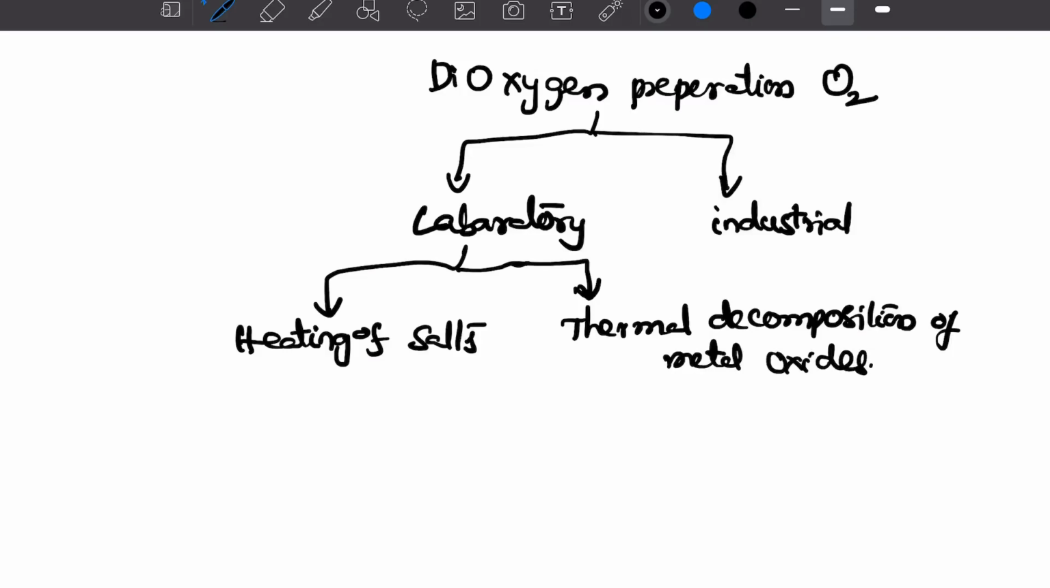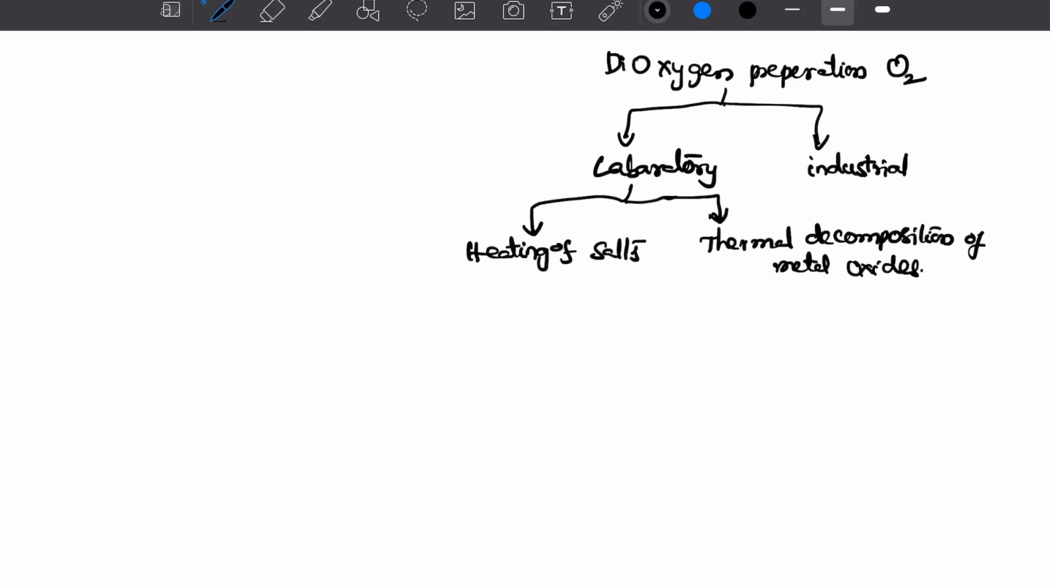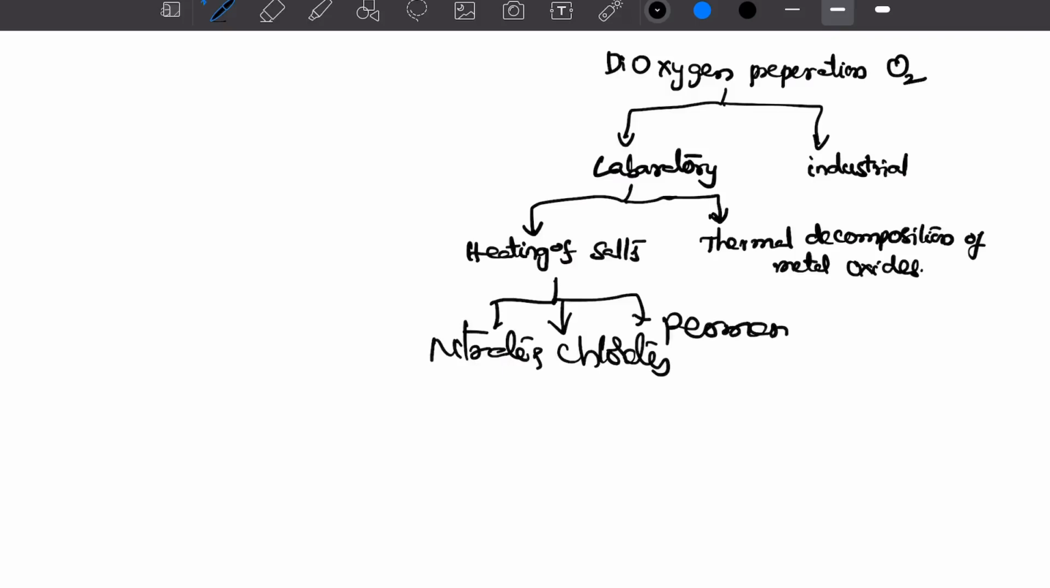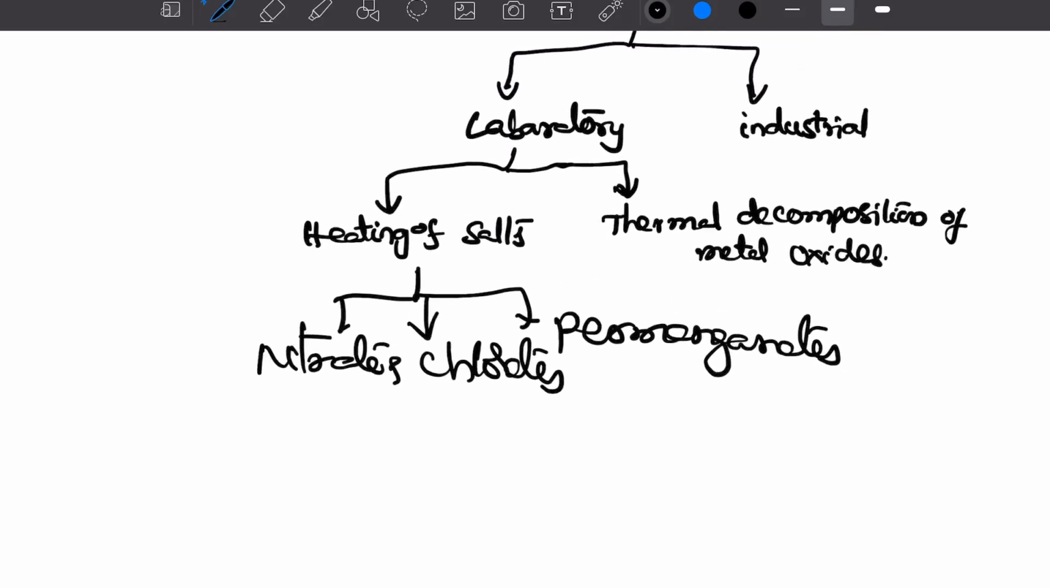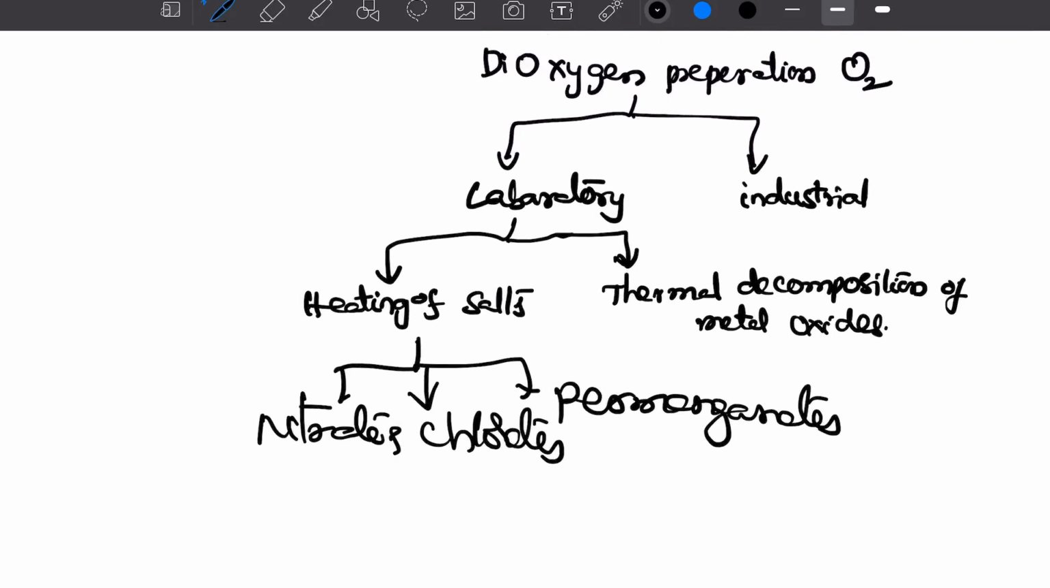First of all, heating of salts. Which salts can we use for heating? There are three types of salts: nitrates, chlorates, and permanganates. These three salts can be heated to give oxygen. The next one is the thermal decomposition of metal oxides, which we will discuss later. First, we use the heating of salts like chlorates and permanganates.